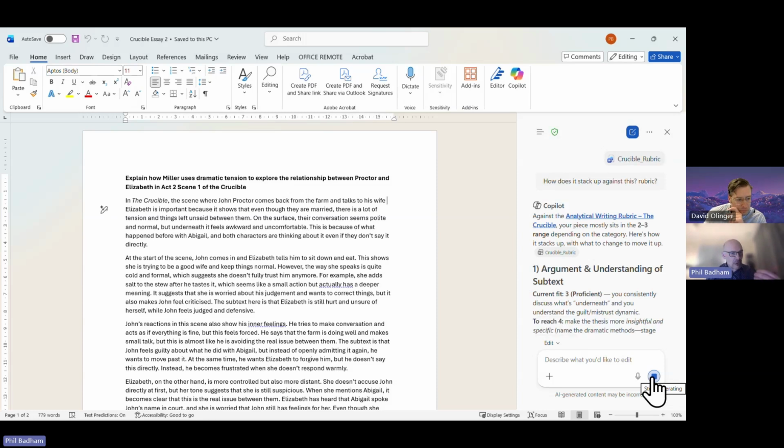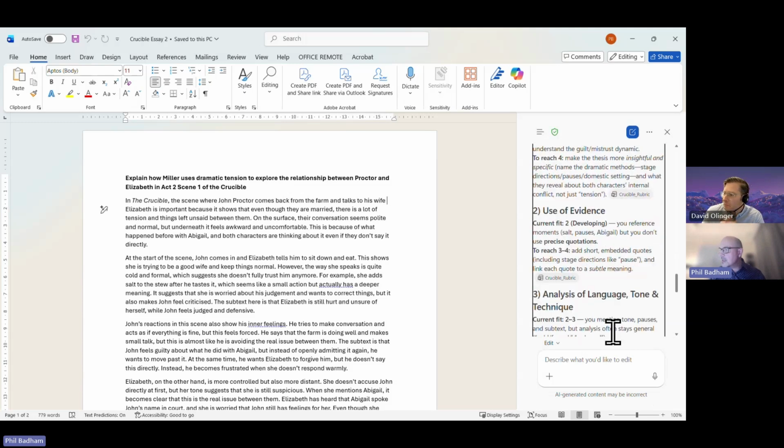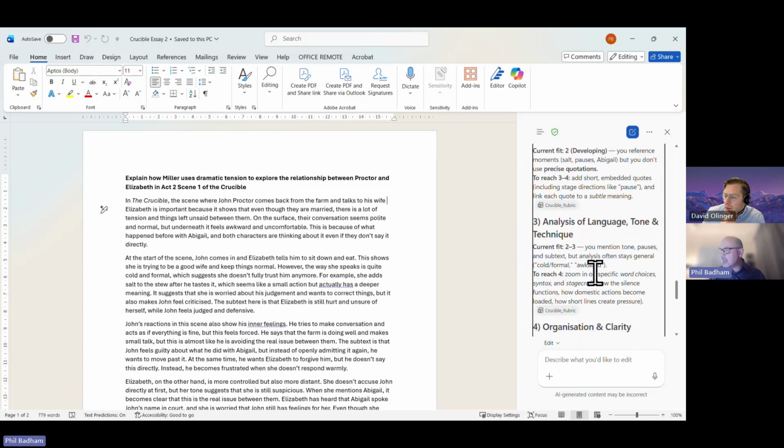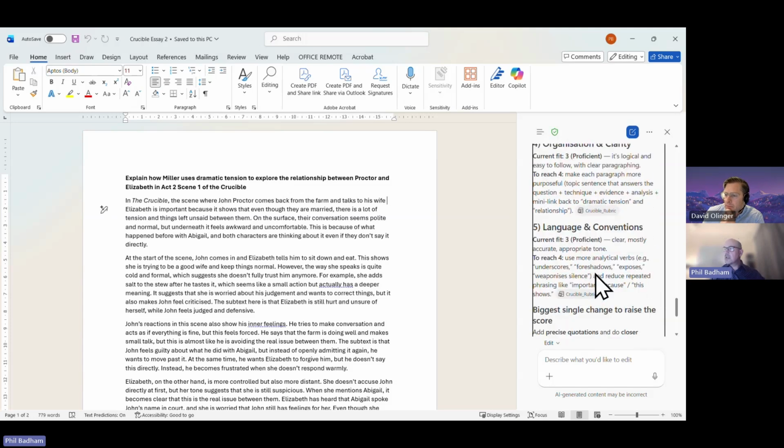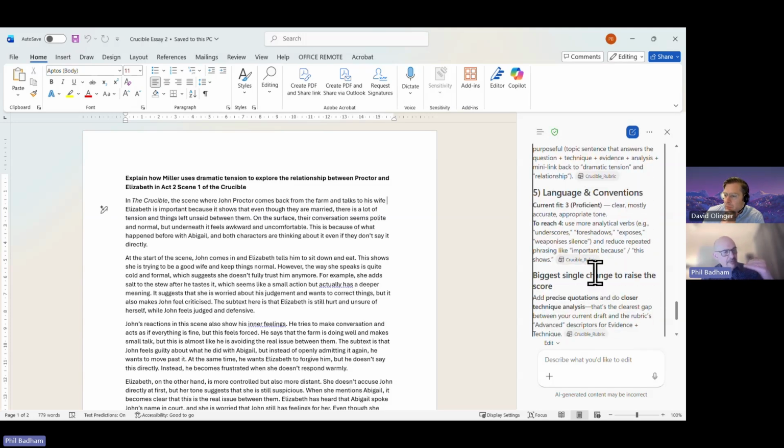In actual fact, it's going to quote the parts of that rubric that need to fit. It's currently saying, look, your essay currently sits at number 3 of the first row of that rubric in terms of understanding of subtext. It's currently proficient, but if you want to reach number 4, then you need to make the thesis more insightful and specific by naming the dramatic methods. It's also talking about the use of evidence, analysis of language, tone, and technique. So you can see it is now providing very specific feedback based on the actual rubric that the student was given in the first place. It's not doing the work for the student, but it is providing that feedback.